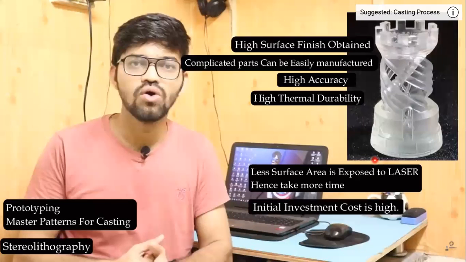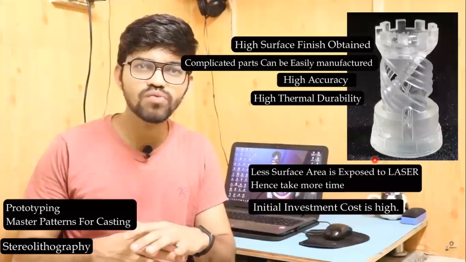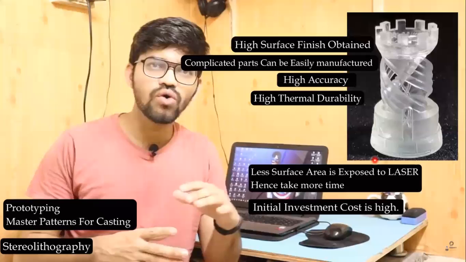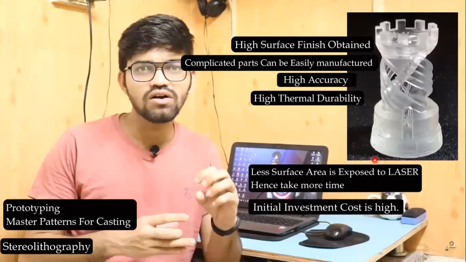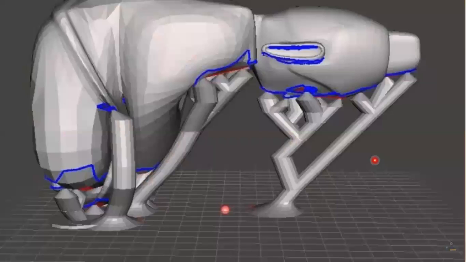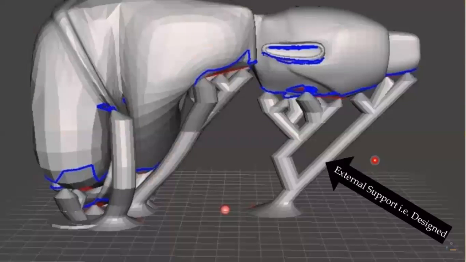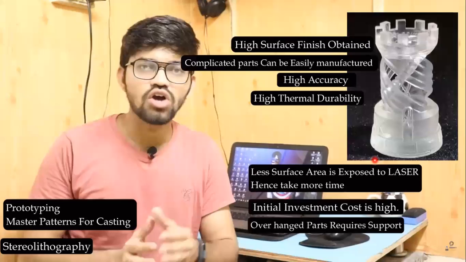Also, in stereolithography, the overhang part cannot be manufactured very easily, because in the case of an overhang part the bonding is not so strong, so the bonded photopolymer resin will collapse directly. This is the reason we need some sort of external support in the stereolithography process. So those were the advantages and disadvantages of this 3D printing process. Now let's talk about some of the materials.